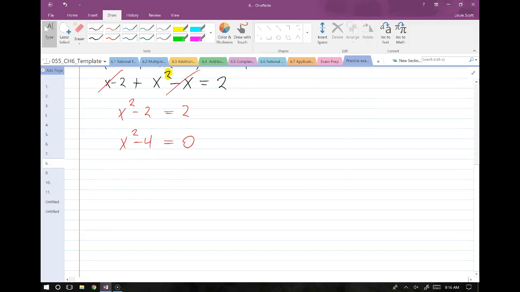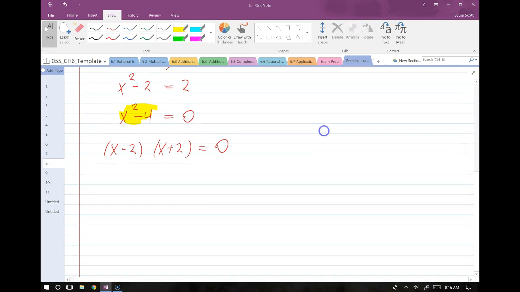And then I factor this out to figure out what my possible solutions are. So I have x minus 2 and x plus 2. That was so easy because this is a difference of squares, a squared minus b squared. Memorize those; they're going to save you a lot of time. Now I solve each factor. What would make this factor 0? x equals positive 2 would do that. What would make this factor 0? x equals negative 2 would do that.